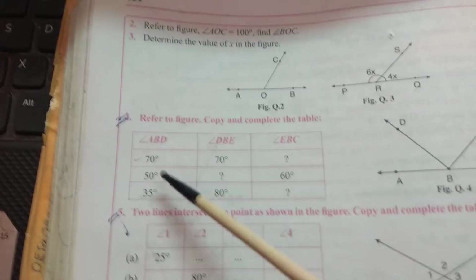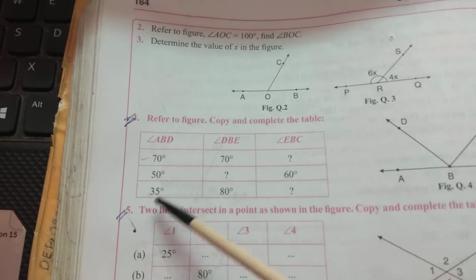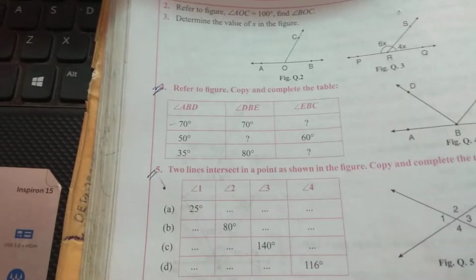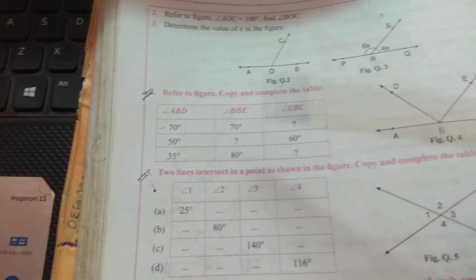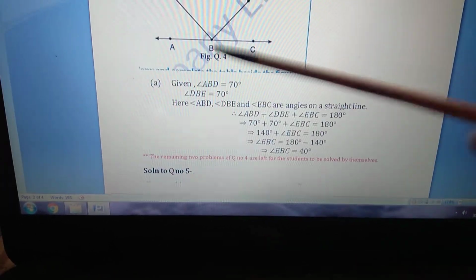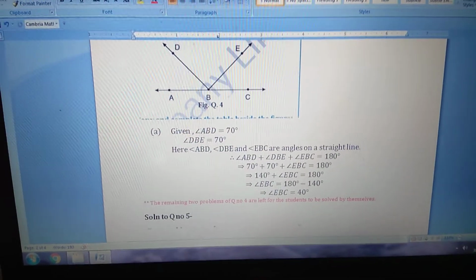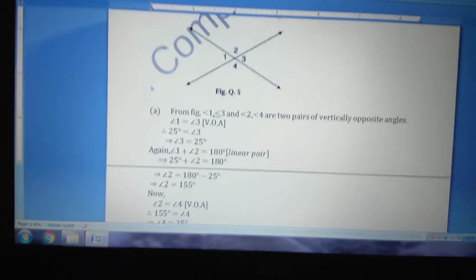Question number B, that is this one, and question number C, that is this one. These two are left for the students to be solved by themselves. We will move to question number 5. No need to make this table in your notebooks. Just in this way you will solve the other two, subdivisions A and B. Now I will move to question number 5.